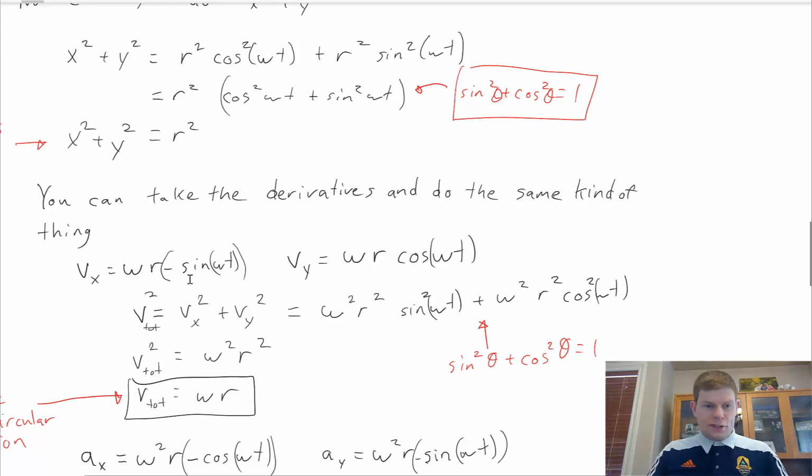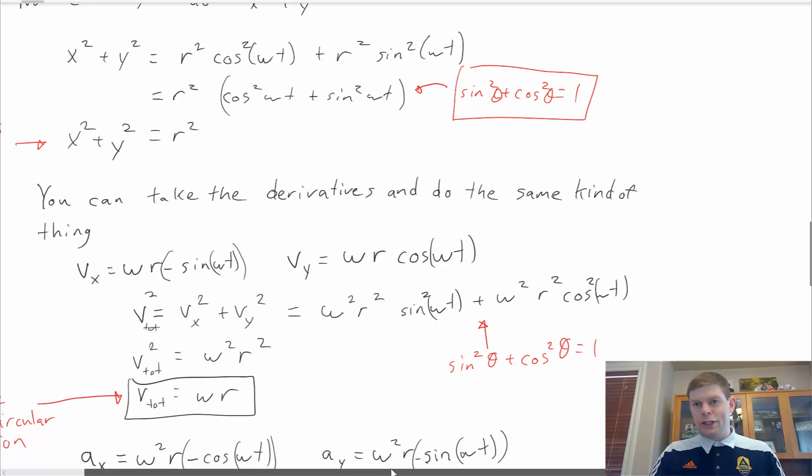Prove to yourselves that this is the derivative of the formula we had for x up there, and this is the derivative of the formula we had for y. And then notice we can collect like terms again. What's sine squared plus cos squared again? Sine squared plus cos squared, as long as it's the same thing inside, is always equal to 1. So we find out that no matter what, your total velocity is always going to be your angular velocity times r, which should be familiar.